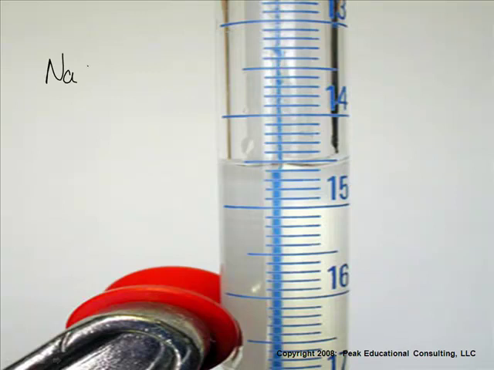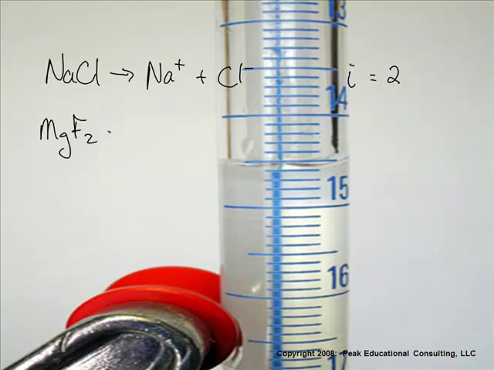If I have salt, sodium chloride, it is a strong electrolyte, so it completely dissolves into sodiums and chlorides. i here would be equal to 2. If I've got magnesium fluoride, MgF2, that breaks apart into Mg2+ plus 2 fluorides. Here i is equal to 3: 1 magnesium and 2 fluorides, so 1 plus 2.